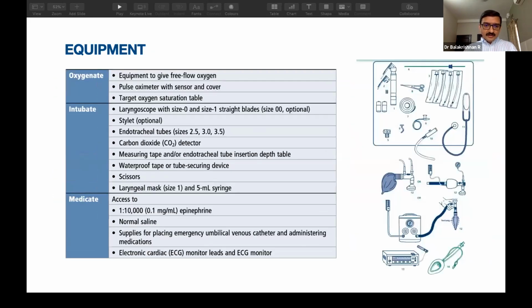For oxygenation, we need equipment to give free flow oxygen, and oxygen tubing. If possible, it's better to have a blender. We'll need a pulse oximeter to assess the oxygenation, and we also need a target oxygen saturation table in order to titrate the FiO2. With regard to intubation and medication, Dr. Uma Maheshwari will be dealing with these equipments.